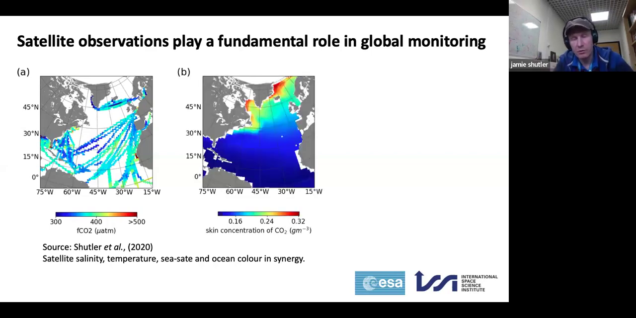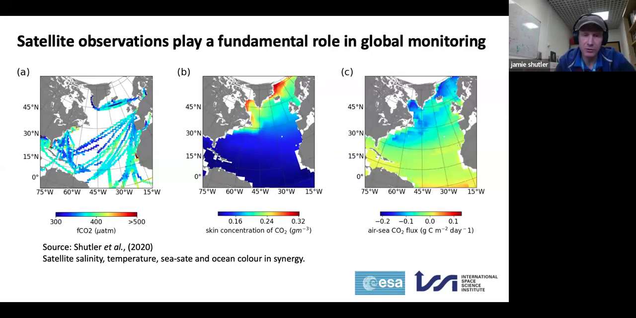Then satellite observations are routinely used to interpolate these into complete fields of concentration of the gas within the water. And then again, satellite observations are used to turn those concentrations in the water and in the atmosphere into actual calculations of the flux, the flow between the atmosphere and the ocean. And this extensively uses satellite salinity, temperature, sea state, and ocean color data in synergy. The majority of the assessments within the global carbon budget, for example, all rely heavily on satellite observations.